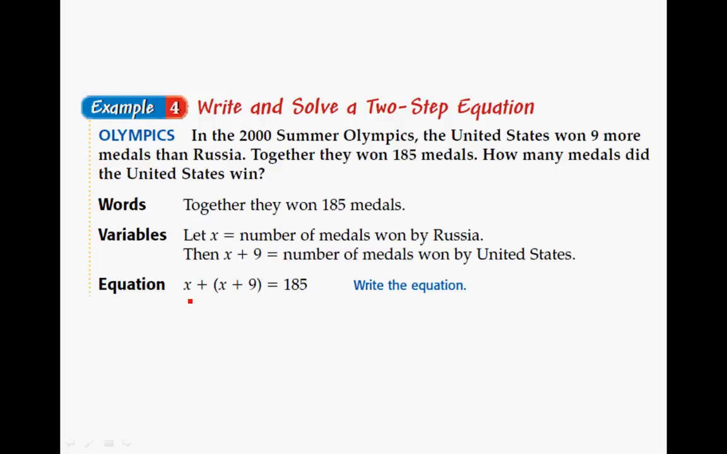So notice what happens here. We have x plus 9. Alright, and then you can simplify that to be 2x plus 9 equals 185. Okay, because we can take away the parentheses by distributing 1. So remember, you can actually do the distributive property. 1 times x is x, and 1 times 9 is 9, and so that way we have an x plus an x to get 2x plus 9.